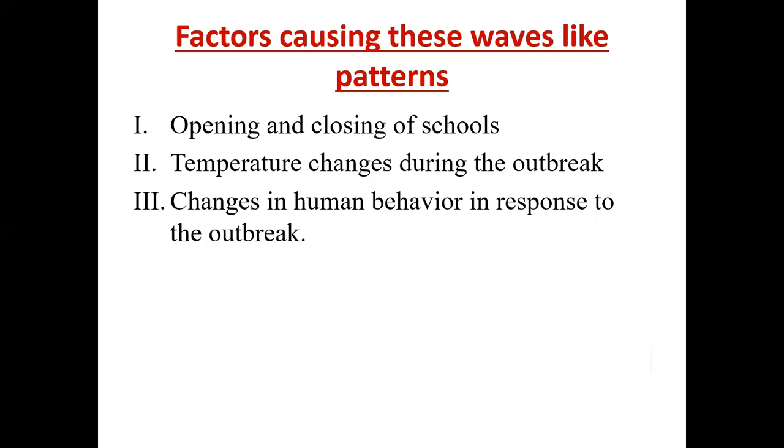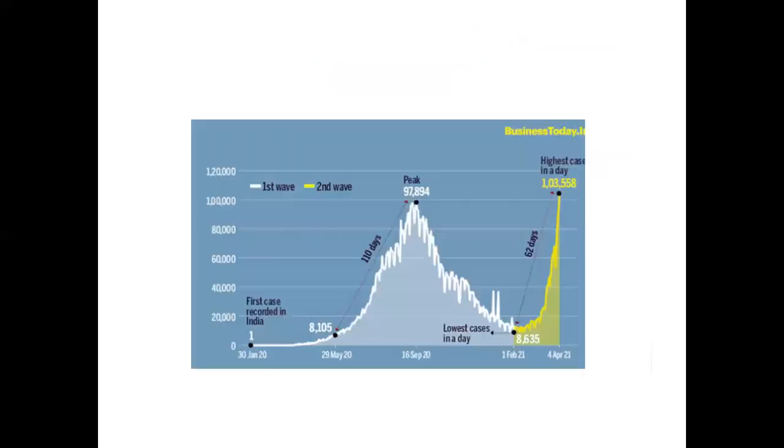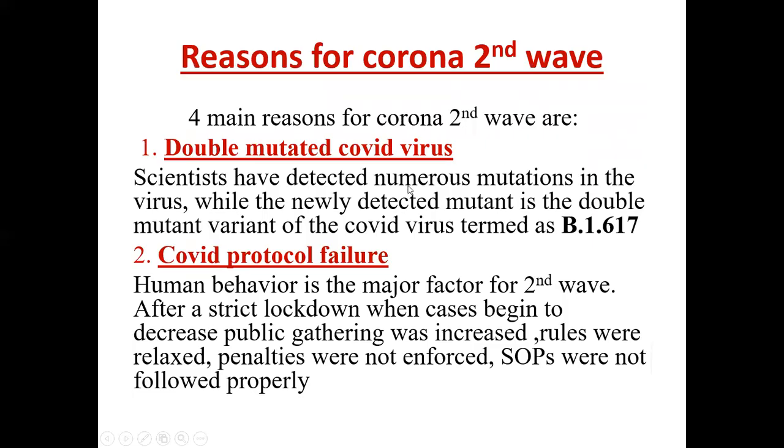Factors causing these wave-like patterns in the transmission of pandemics are the opening and closing of schools, temperature changes during the outbreak, and changes in human behavior in response to the outbreak. In this graph, we can see the rising cases in the second wave of COVID-19. As we can see, there is a huge difference between the peak of the second and the first wave.